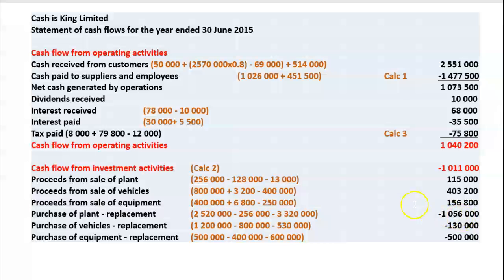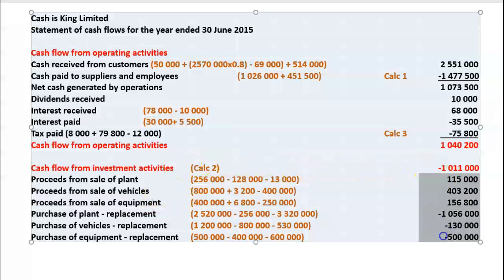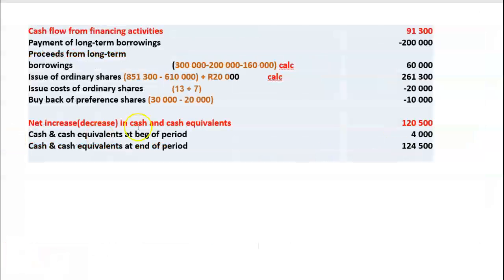Tax paid 75,800. Now we can finish off our cash flow from operating activities, 104,002,000. Guys, we have already completed this whole section. We've dealt with all these items. All we can do now is to add it all up, and you'll see that there was a net cash outflow of 1,011,000 pertaining to investment activities.